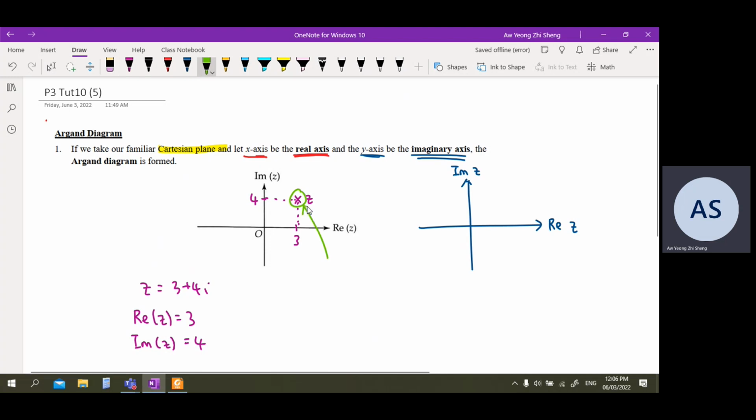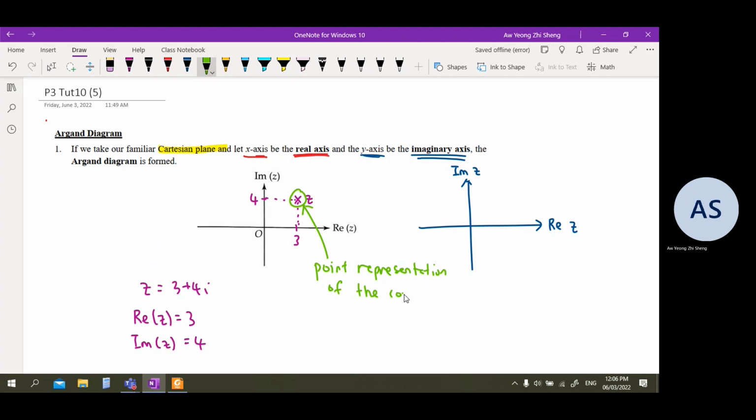Let me just state it here. This would be the point representation of the complex number 3 plus 4i.